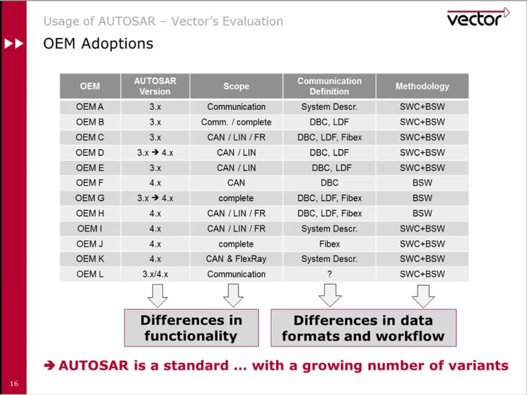So essentially we see that although AUTOSAR is one standard, inside there are differences in functionality between the AUTOSAR 3 and AUTOSAR 4 standards. There are differences in the data and workflow that the OEMs and the Tier 1s are using, and whilst it's one standard, it's one standard with variations, and so there are variations inside that we have to support.